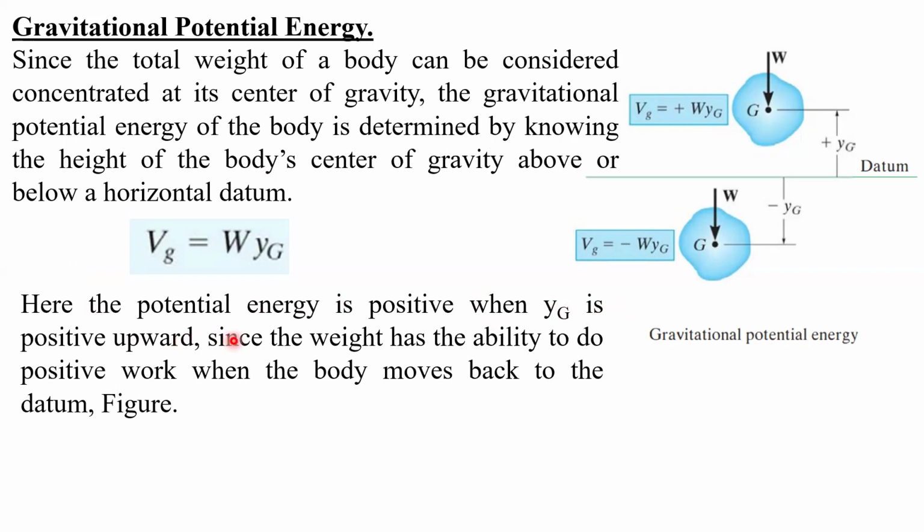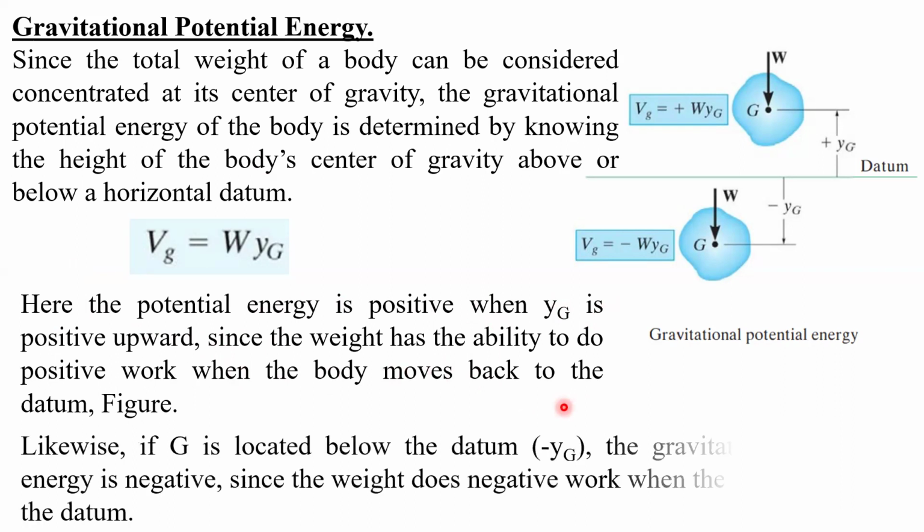It is positive upward, since the weight has the ability to do positive work when the body moves back to the datum as shown in the figure. Likewise, if G is located below the datum, that is minus yG, the gravitational potential energy is negative since the weight does negative work when the body returns to the datum.